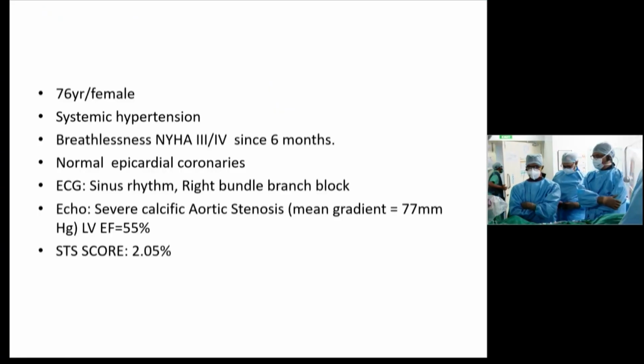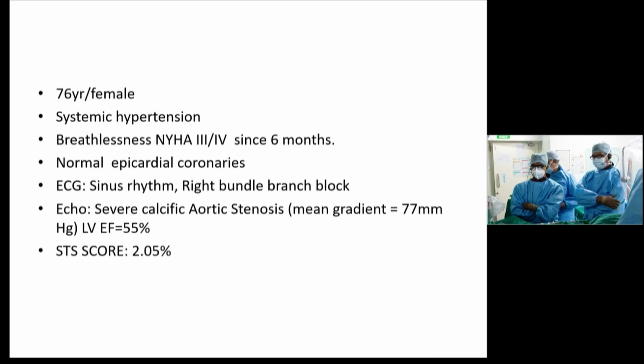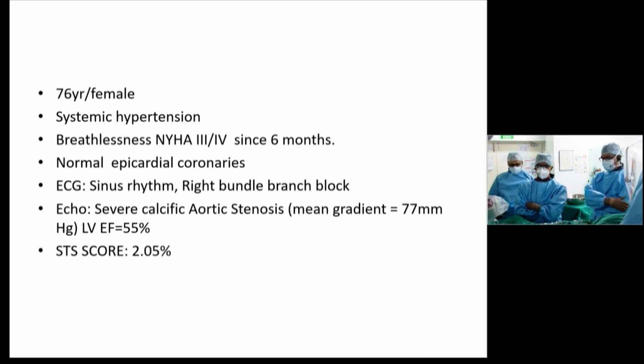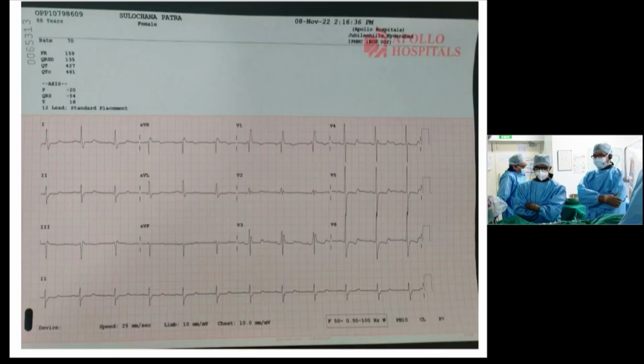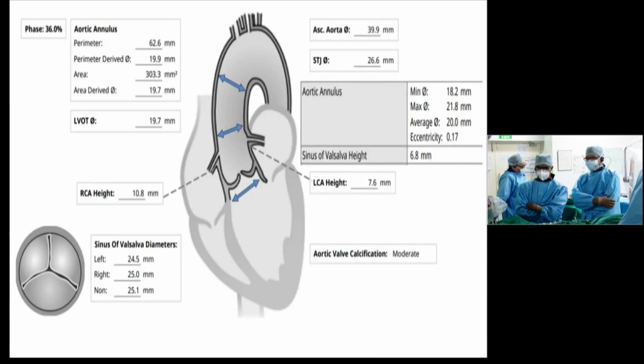So our patient is a 76-year-old female who is hypertensive, who has had breathlessness, class 3 and 4, for the last 6 months. She was evaluated and found to have a severe aortic stenosis with a mean gradient of 77 millimeter. On evaluation, her coronaries were normal. Her STS score was 2.2, and ECG shows RBBB, and echo shows a mean gradient of 77 and max gradient of 129 with mild AR.